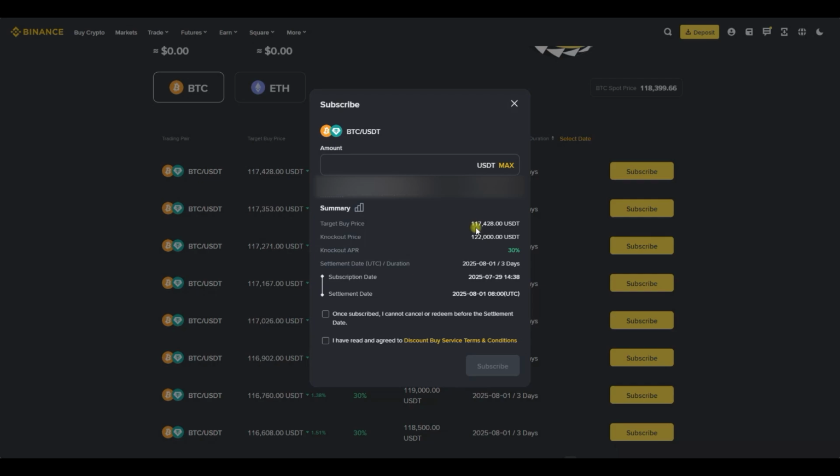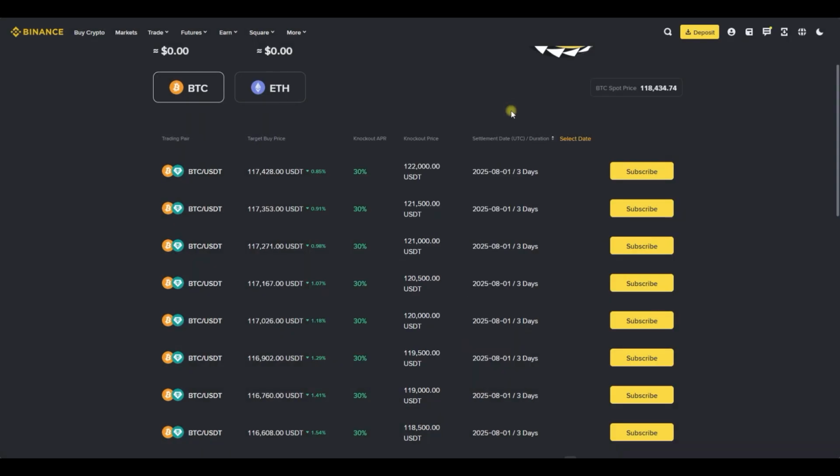It's also very important to remember that once you subscribe to this product, you have no right to cancel, modify the transaction, or withdraw your money until the expiration date. In other words, your funds remain locked for the term you have chosen. So to summarize, at expiration, you either buy crypto at your target price or you get your principal back plus APR. The main risk is if the market price drops far below your target, you'd effectively be buying it at a higher than market rate.